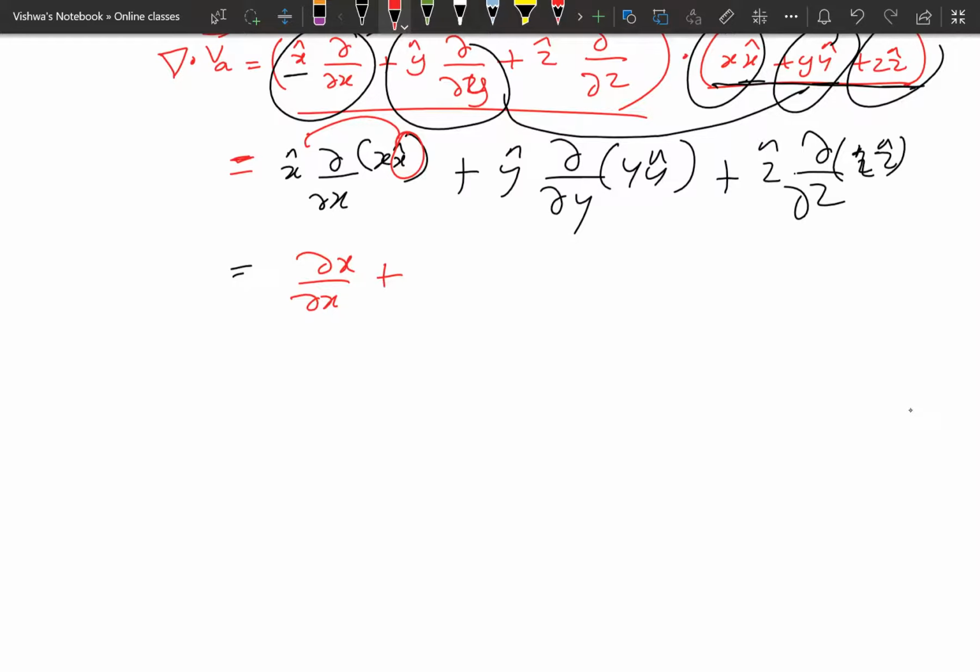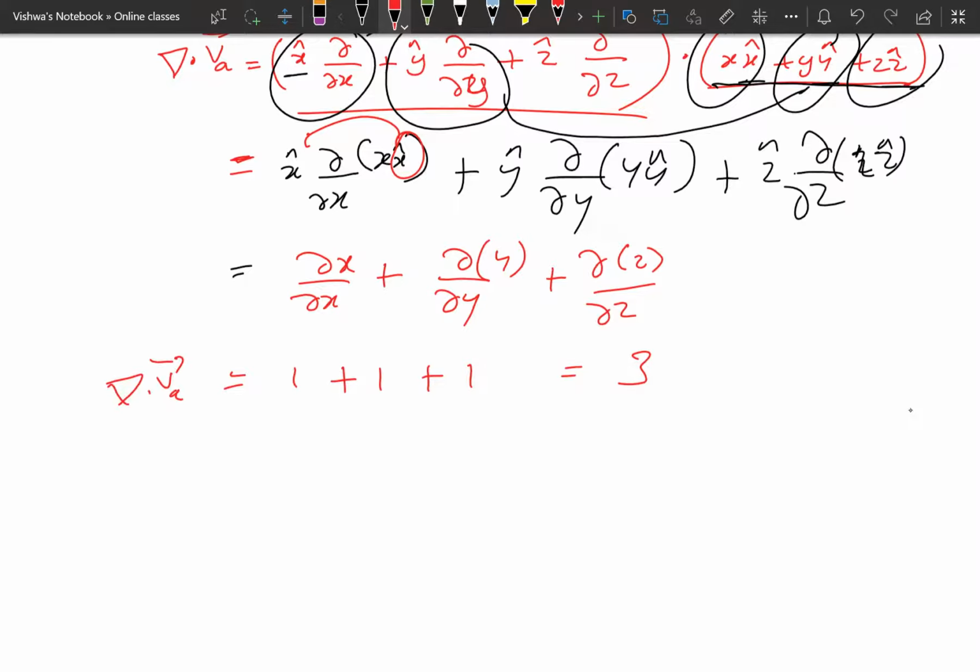Similarly for the second term, y dot y is 1. For that, dou by dou y of y plus dou z by dou z. Dou x by dou x is 1 plus dou y by dou y is 1, dou z by dou z is 1. For that it is 3. The divergence of the vector field VA is 3.